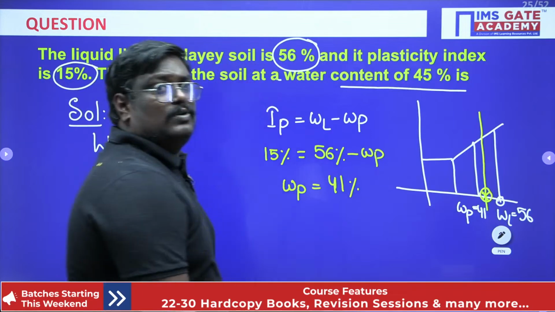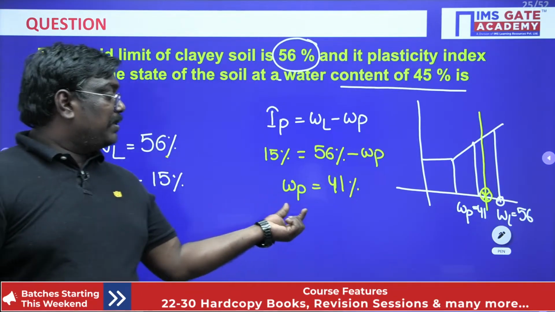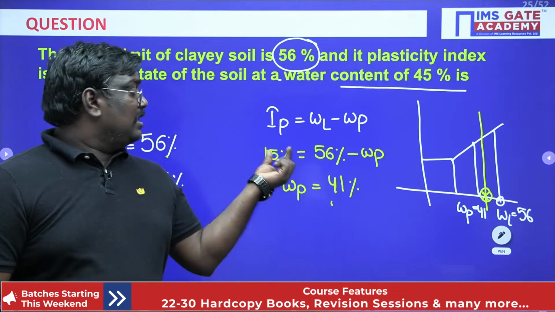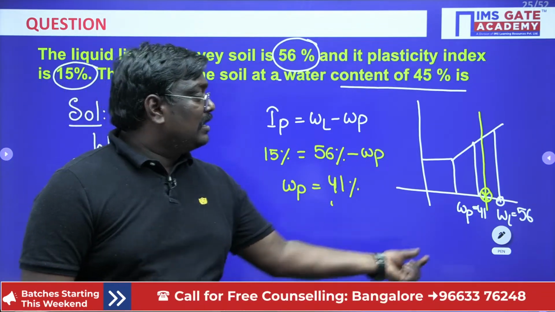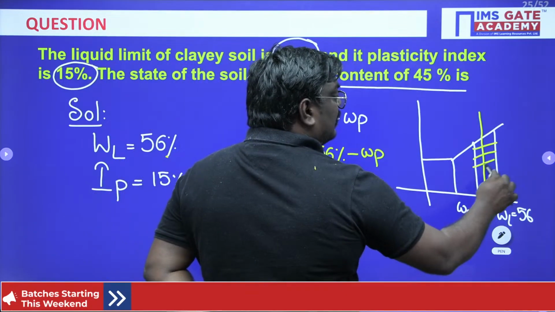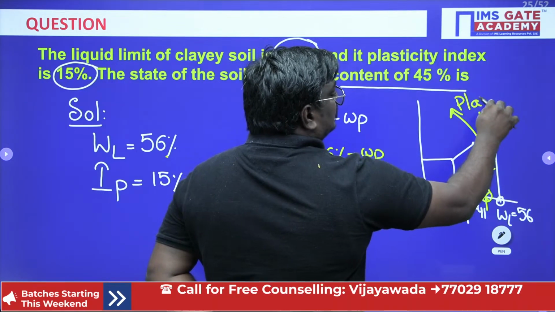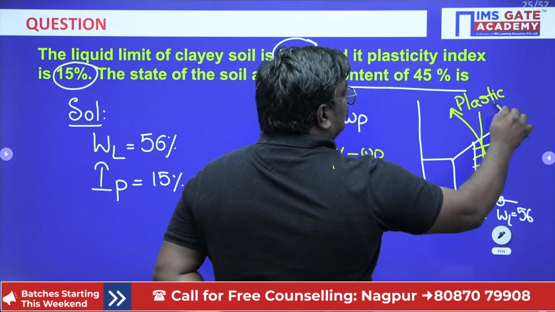So here see students, please understand this. Very good, Srujana. Here plastic limit is 41%, liquid limit is 56%. At 45 percent, what will be the state? Here the state is plastic state. Are you able to understand, students? Are you able to understand what this problem is?